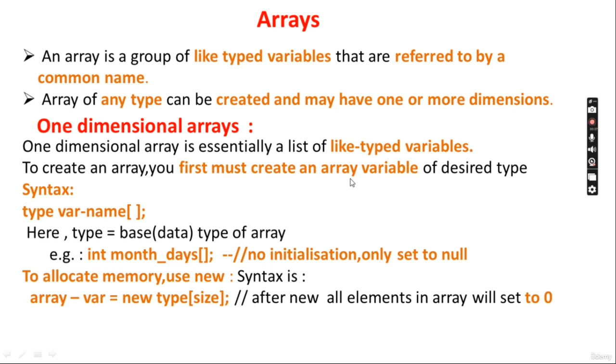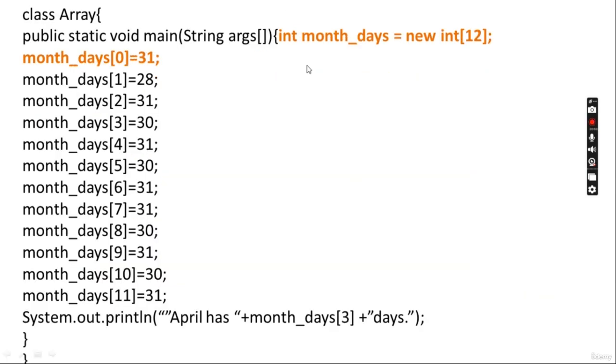To allocate memory, you have to use the new operator. Array variable is equal to new data type and bracket size. After new, all elements in the array will be set to 0 automatically. So here is the example. Integer month of days is equal to new integer 12.